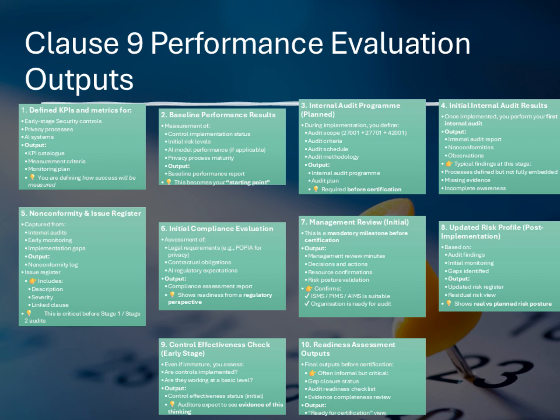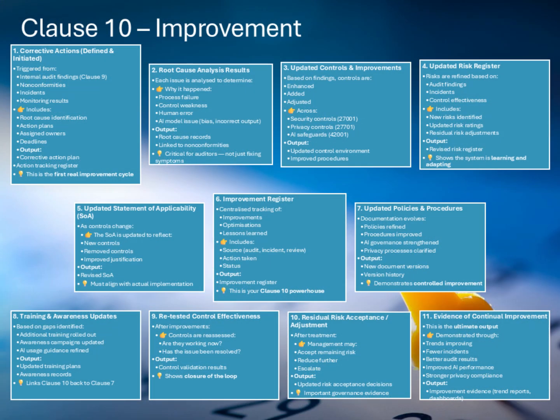And finally, all of this culminates in a readiness assessment, confirming that the organization has sufficient evidence, structure, and control to proceed to certification. The key point is this: Clause 9 is about validation. It provides the evidence that the system is not just designed and implemented, but is operating, measured, and ready for audit. We now come to Clause 10, improvement, where the management system closes the loop.